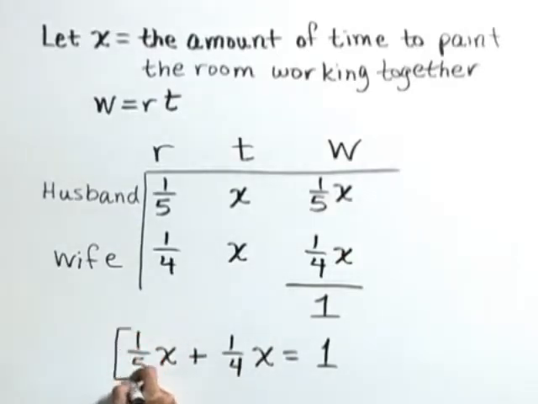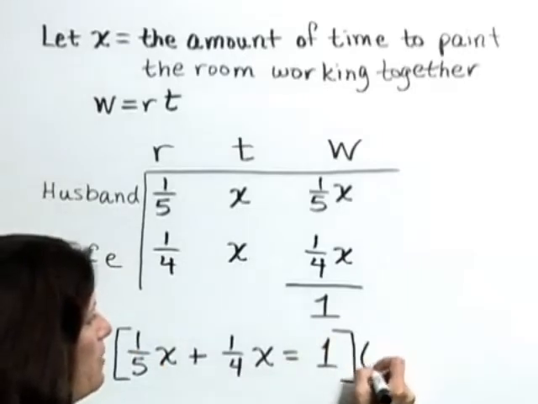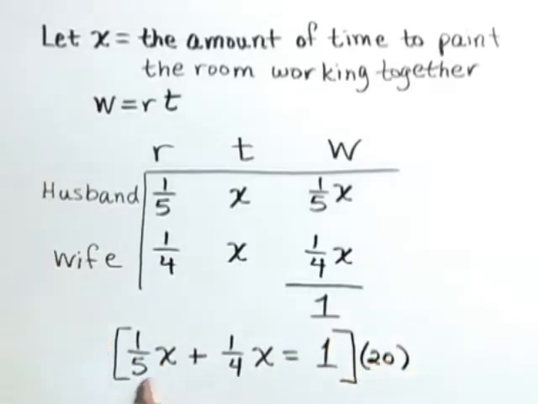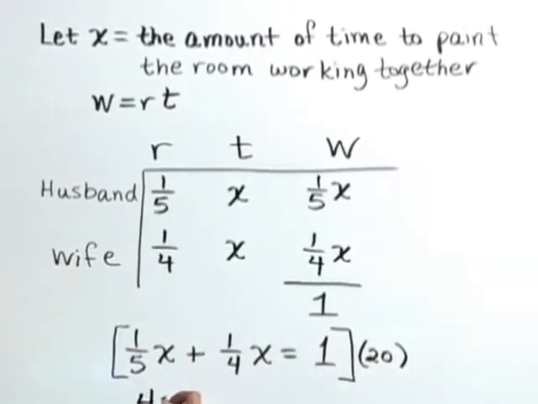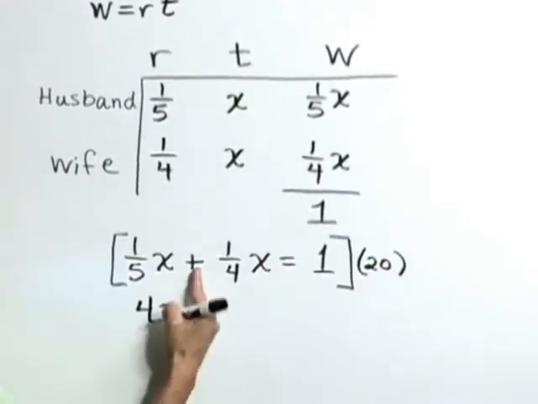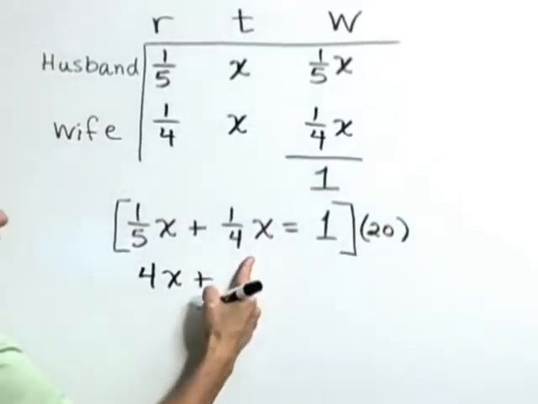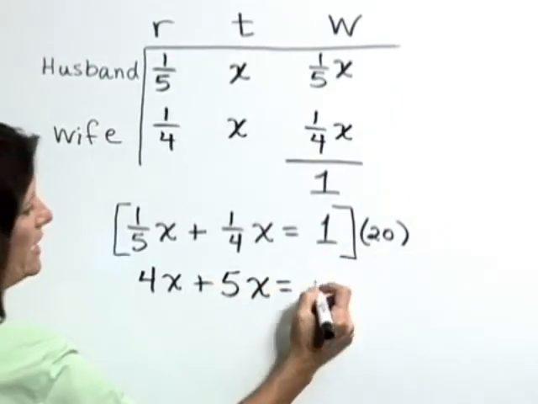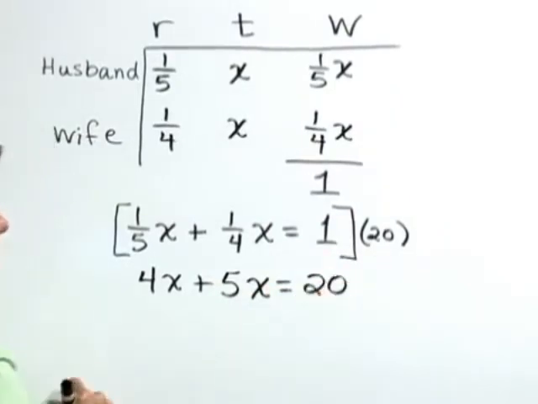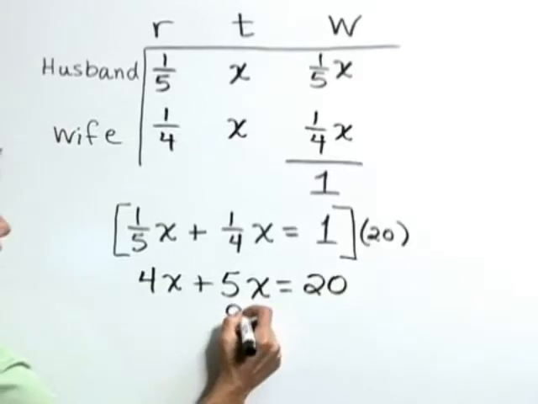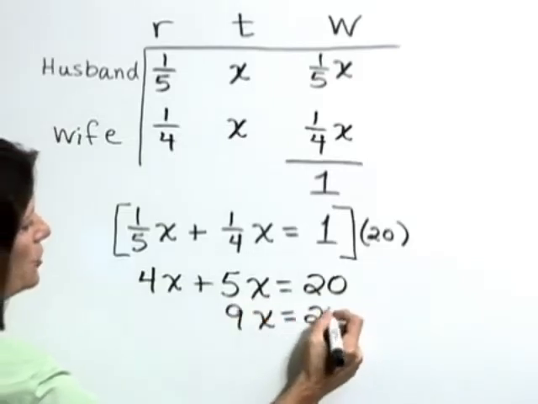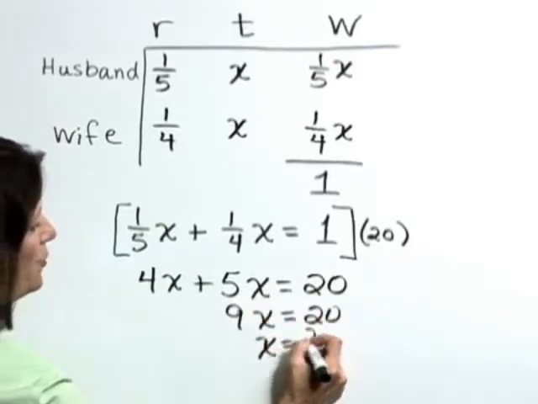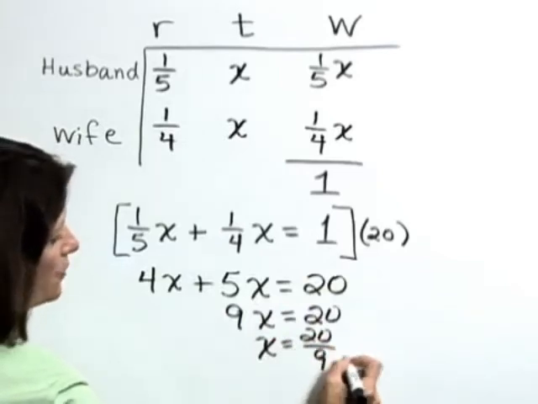I'm going to multiply this equation through by our lowest common denominator of 20 in order to get rid of these fractions. 20 times 1/5 x is 4x, plus 20 times 1/4 x is 5x. Don't forget your 20 times 1 on the right to get 20. So that's 9x is equal to 20, or x is equal to 20/9.